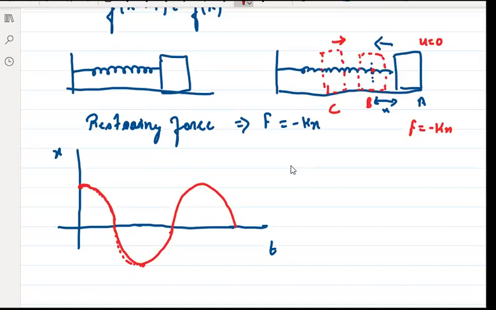This is just the intuitive understanding of the variation of x with respect to time, the variation of position of this object attached to a spring, or doing any harmonic motion, with respect to time. Now tell me, what is this graph? What would be the graph? What is the equation of this?